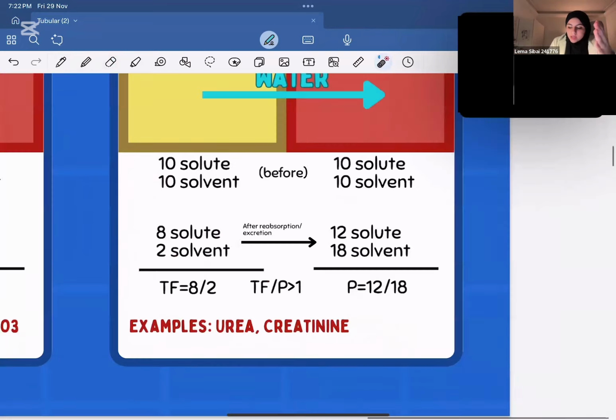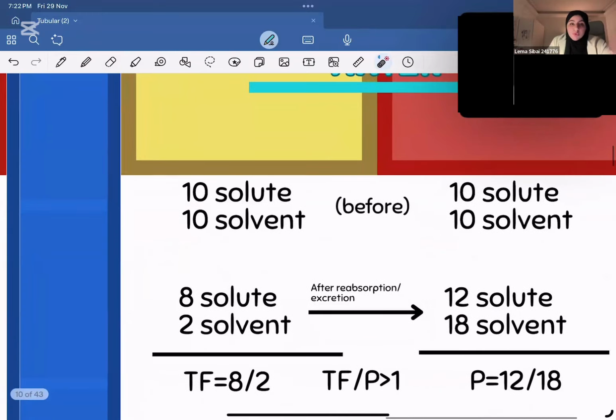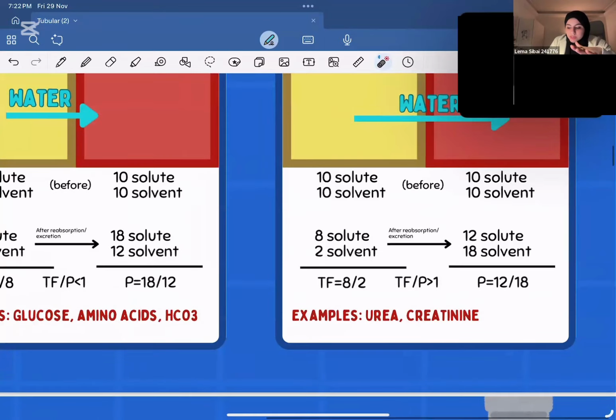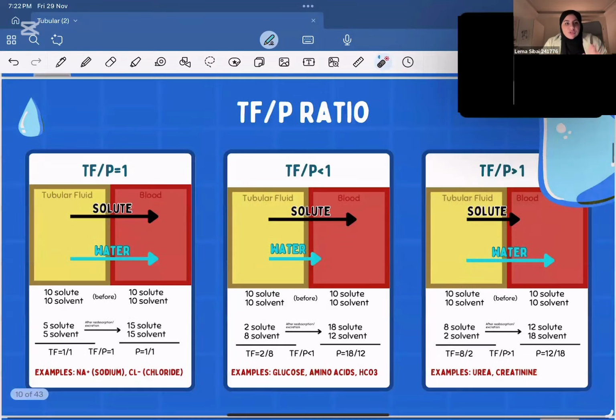This is why solutes that are reabsorbed slower than water come out to a ratio more than 1. Examples of this are urea and creatinine. They're not reabsorbed at the same rate as water. This is kind of a tricky subject, so does anyone have any questions? Any questions? Okay. Can you repeat how we get the ratio?